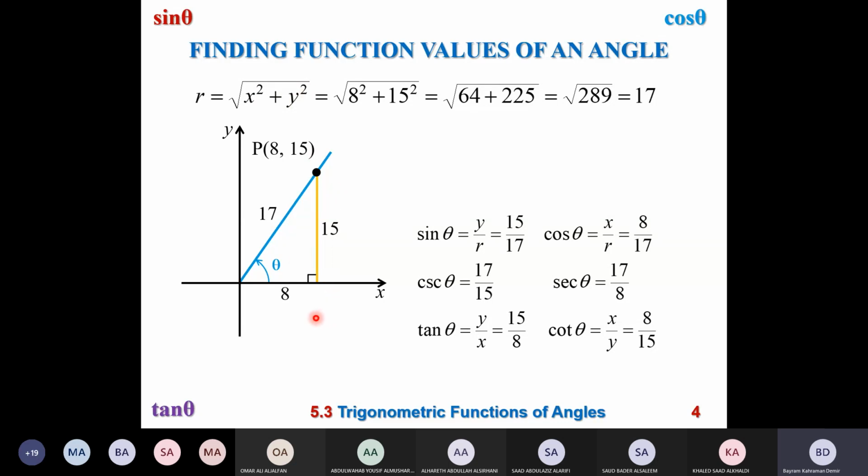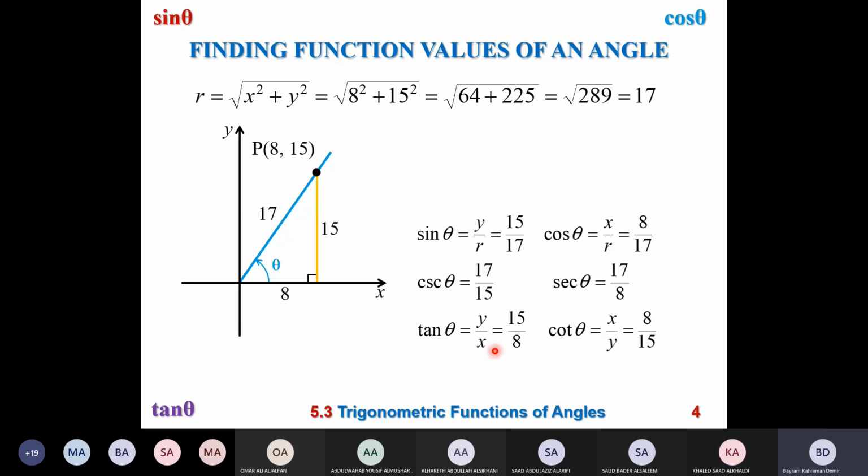And now, what is sine theta, cosine theta, tangent theta? Just like in the right triangle. Sine theta is 15 divided by 17. That means y coordinate divided by r. So it is 15 over 17. Cosine is x coordinate divided by r. So it is 8 over 17.